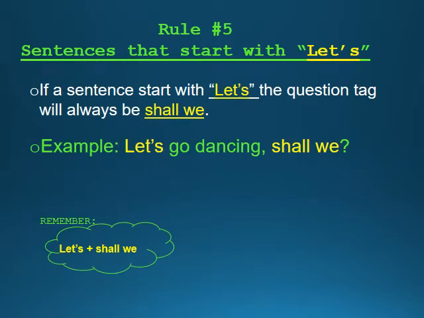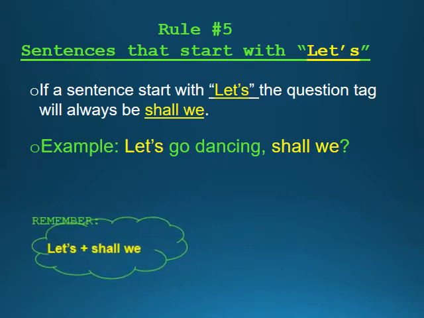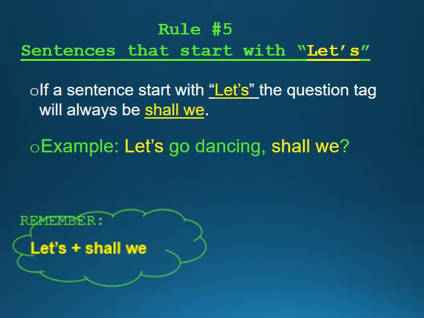Rule number 5, sentences that start with let's. If a sentence starts with let's, the question tag will always be shall we. Example, let's go dancing, shall we? Remember, let's is always followed by shall we.